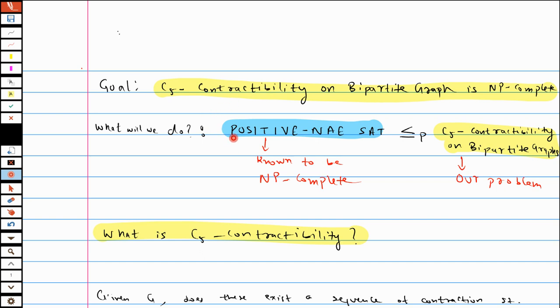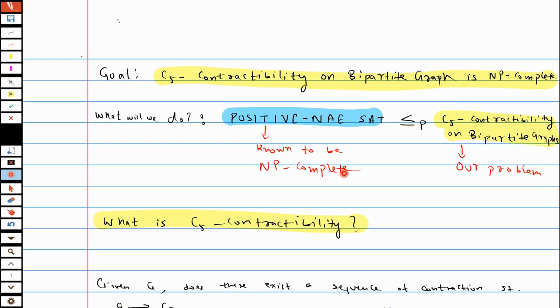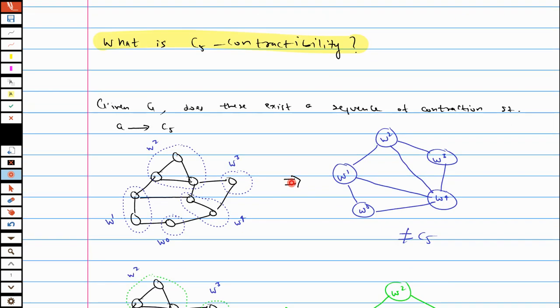Our goal will be to reduce the problem of positive NAE-SAT to our problem, and we know that this problem is already NP complete. Our problem I will define in a minute. So we'll reduce this problem to our problem in polynomial time. So let's define what our problem is. The problem is C5 contractibility.